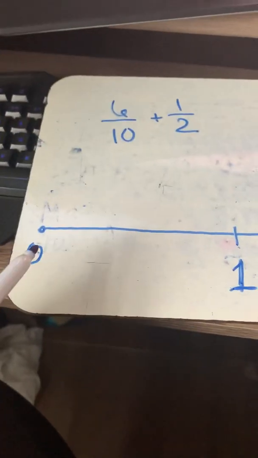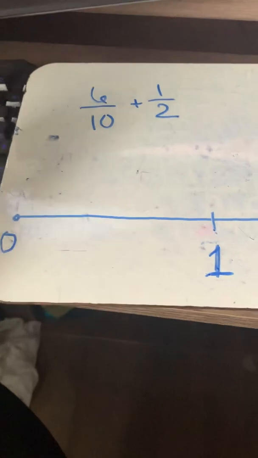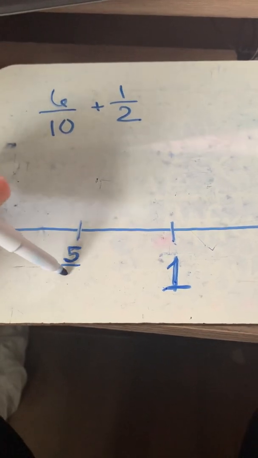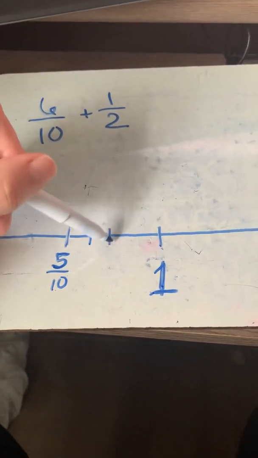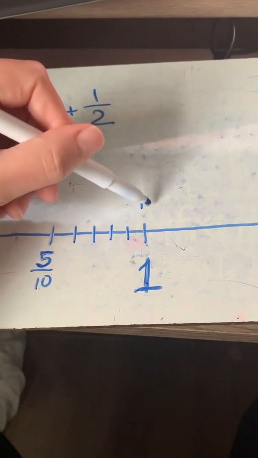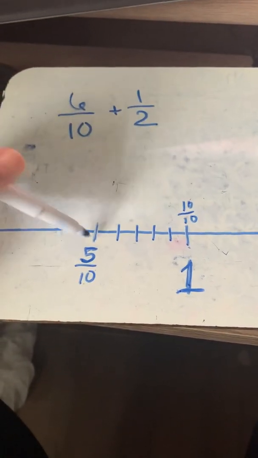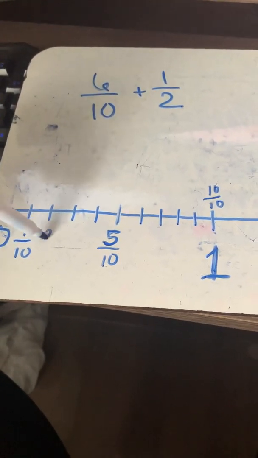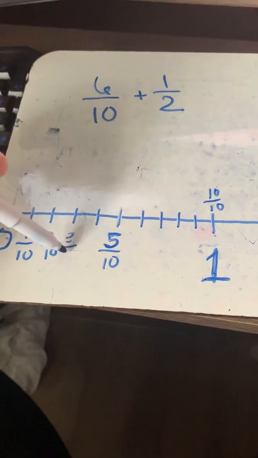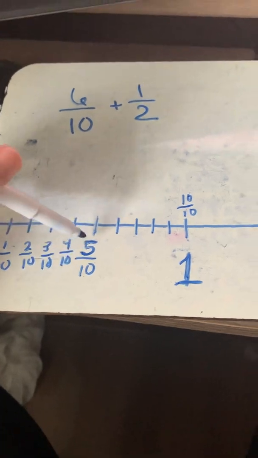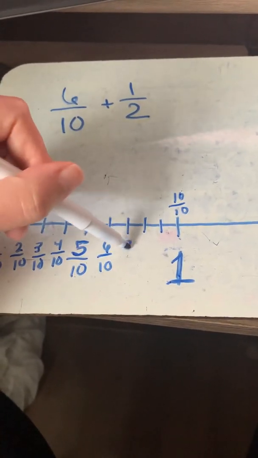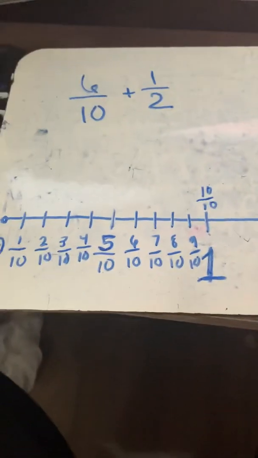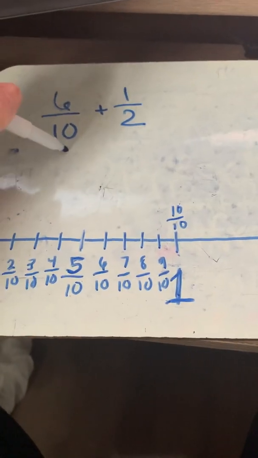So I need to partition my 1 whole into tenths. So in the middle, that would be 5/10 because half of 10 is 5. And this would be 6, 7, 8, 9, and this is 10 tenths here. And here I go 5, 4, 3, 2, 1. So this is technically 1/10, 2/10, 3/10, 4/10, 5, 6/10, 7/10, 8/10, 9/10, 1. So we have our 6/10, which is right here.